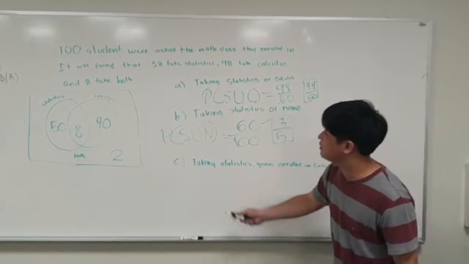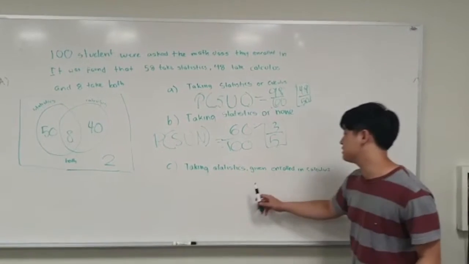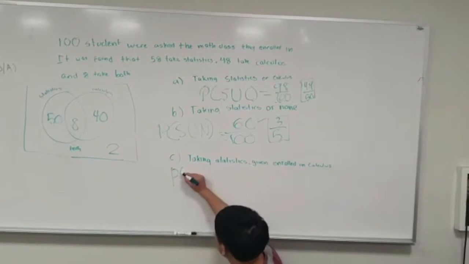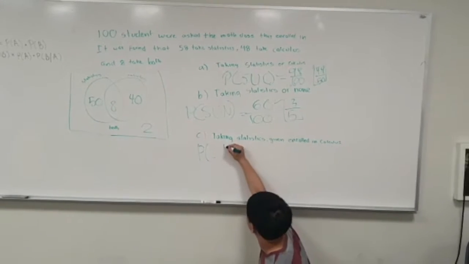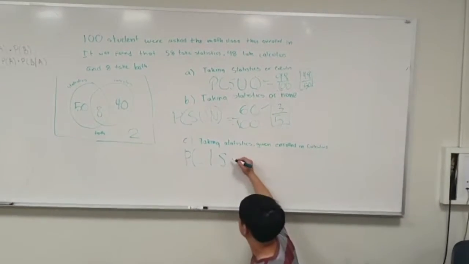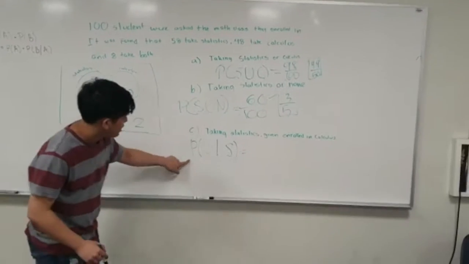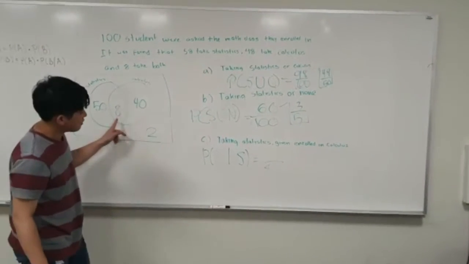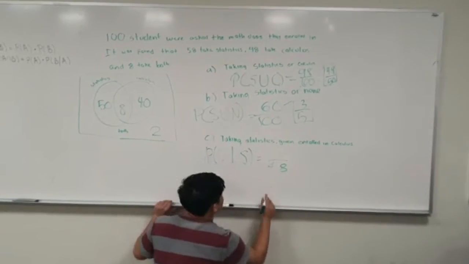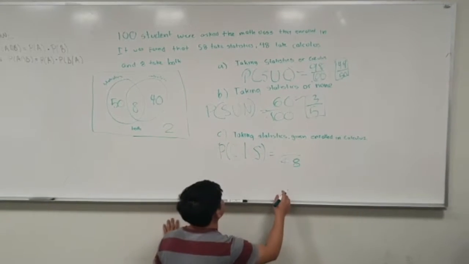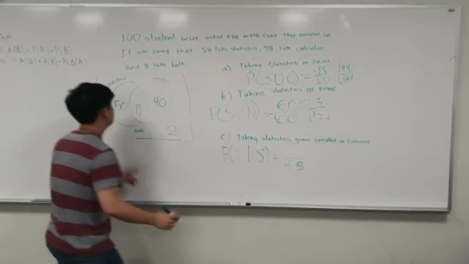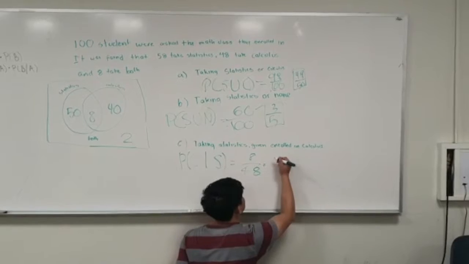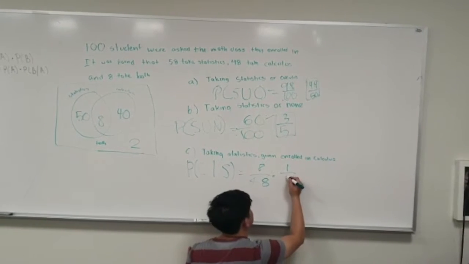Okay, letter C, taking statistics given enrolled in calculus. What this means is the probability of statistics given calculus. Out of calculus, it's 40 plus 8, that's calculus. And among those 48, how many are taking statistics also? That number is 8, so it is this. And if we simplify, it is 1 over 6.